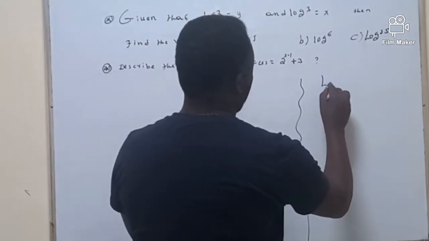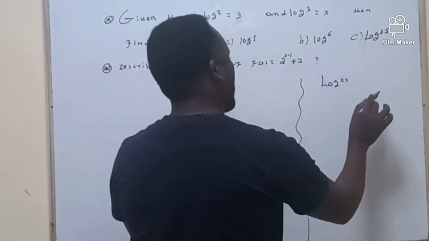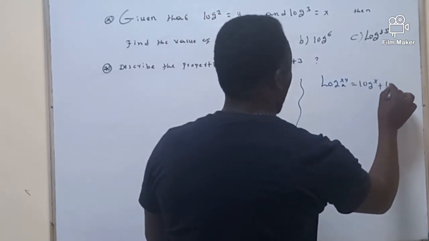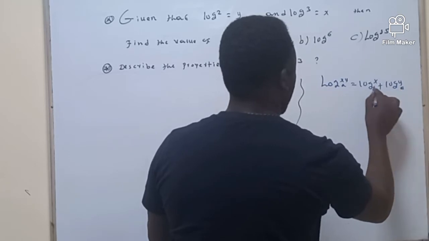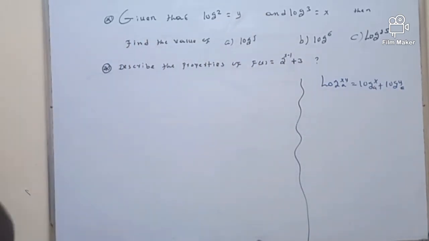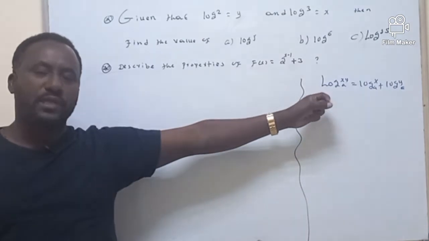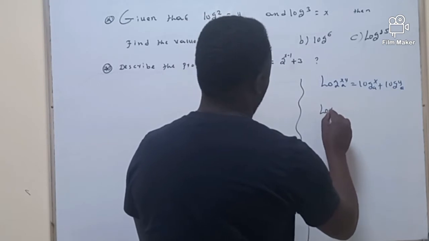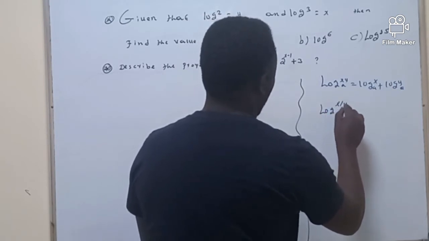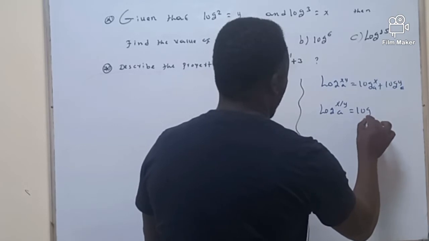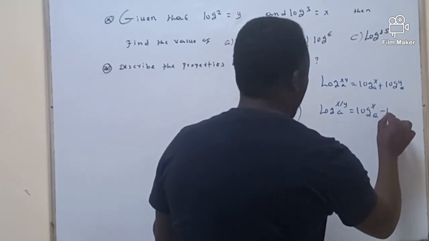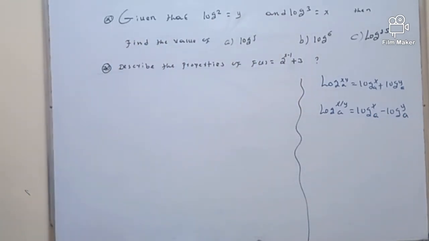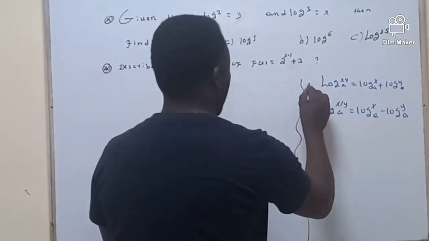You know that the logarithm of xy to the base a is always given by the logarithm of x plus the logarithm of y to the base a. This is one of the principles of the laws of logarithm. The second property is that the logarithm of x over y to the base a means the logarithm of x to the base a minus the logarithm of y to the base a. These are very important principles.